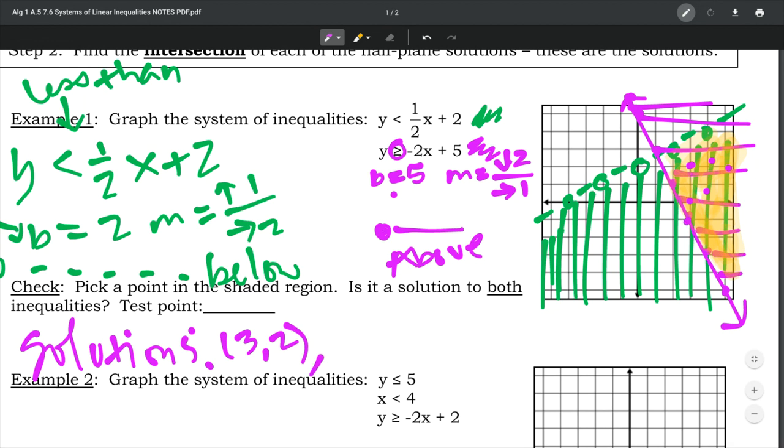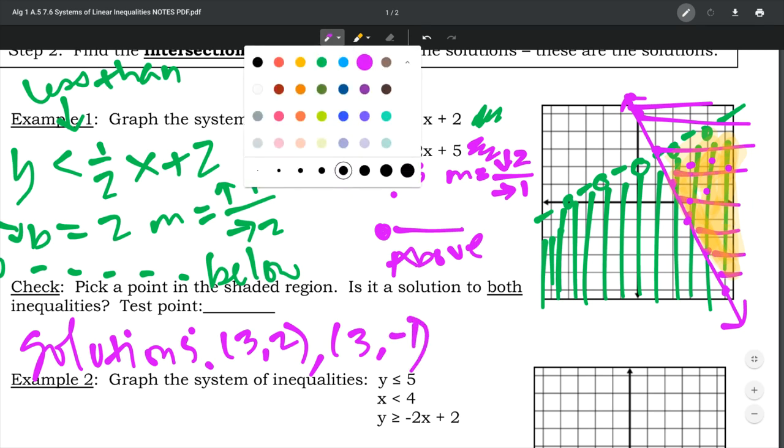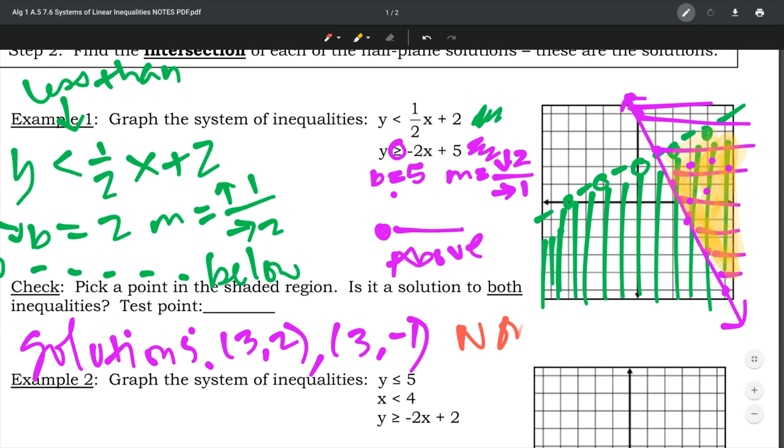3, negative 1. Because it's still in the green part and it's on a solid line, then it would still be a solution. A non-solution for this one would be, for example, any point here where there isn't an overlap. So 2, 5 would not be a solution.